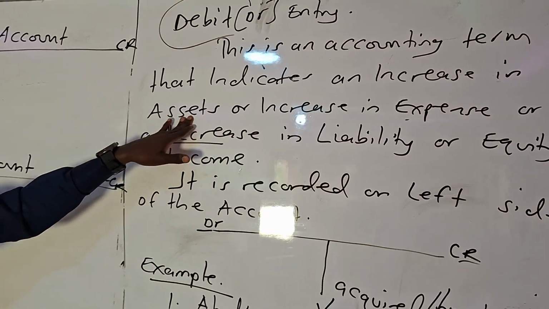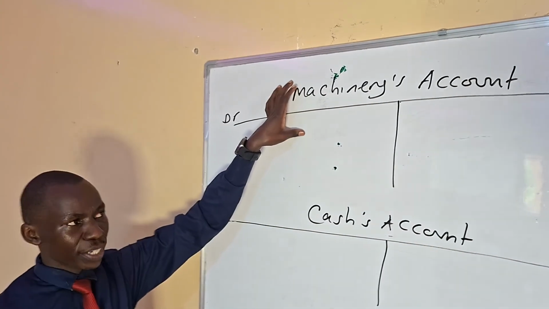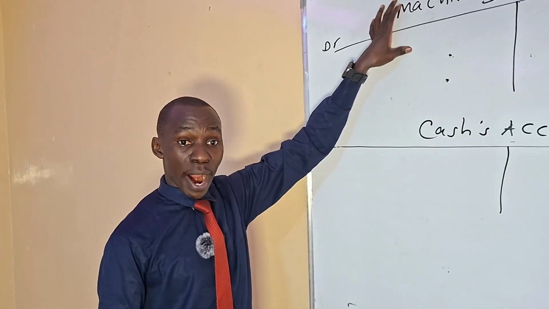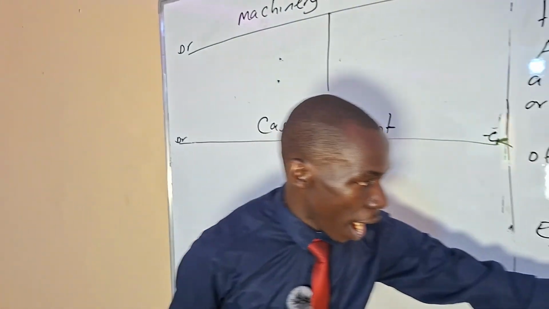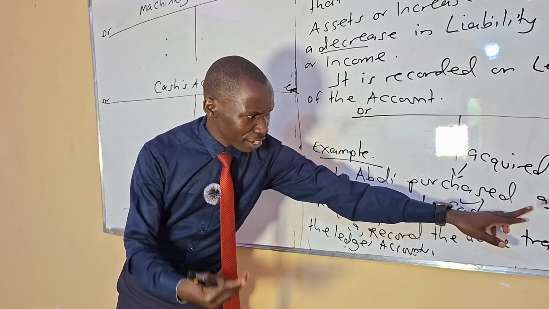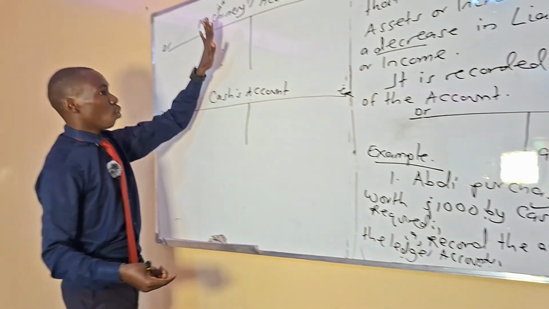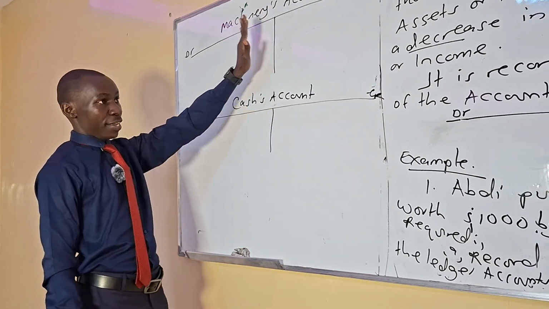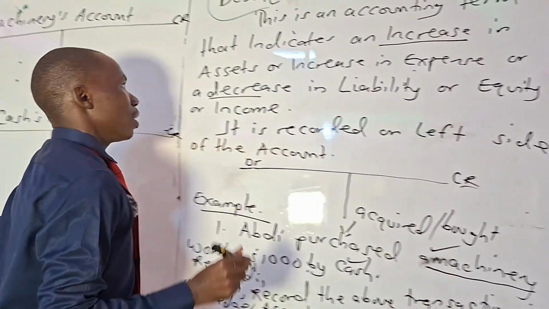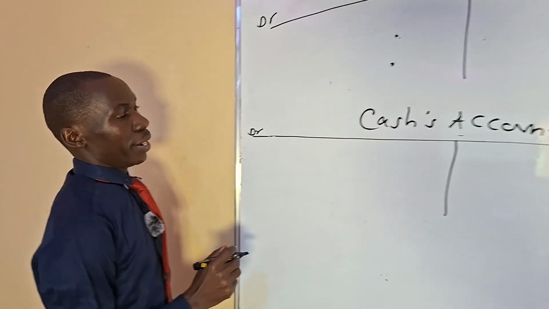The question is, if you buy machinery, are your machinery increase or decreases? The answer is it increases. Why? Because you are acquiring, you are buying more. If you had one, now you have two. The moment you identify that the machinery or the asset is increasing, automatically you know we have to record on debit side. Because here we are saying if there is increase in asset, means what? You record on debit side.